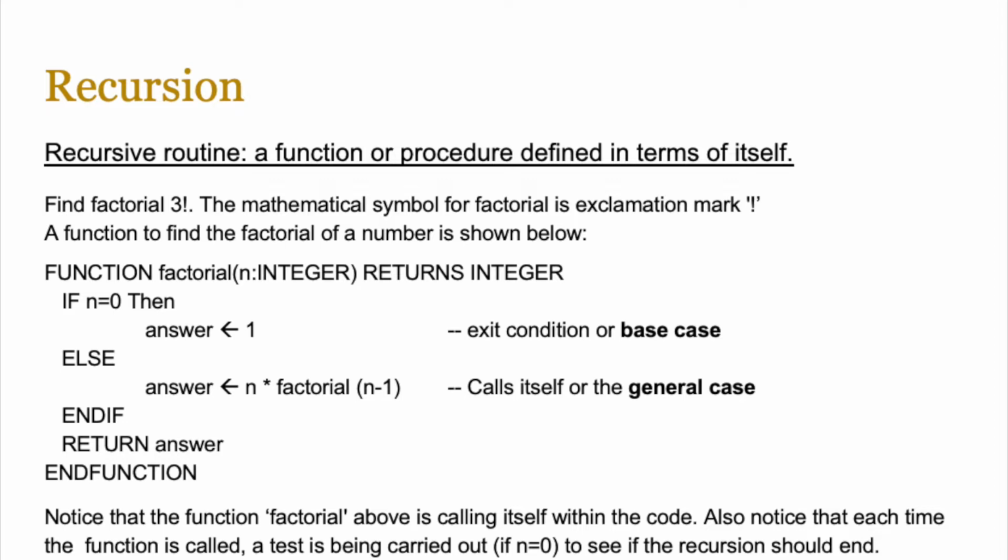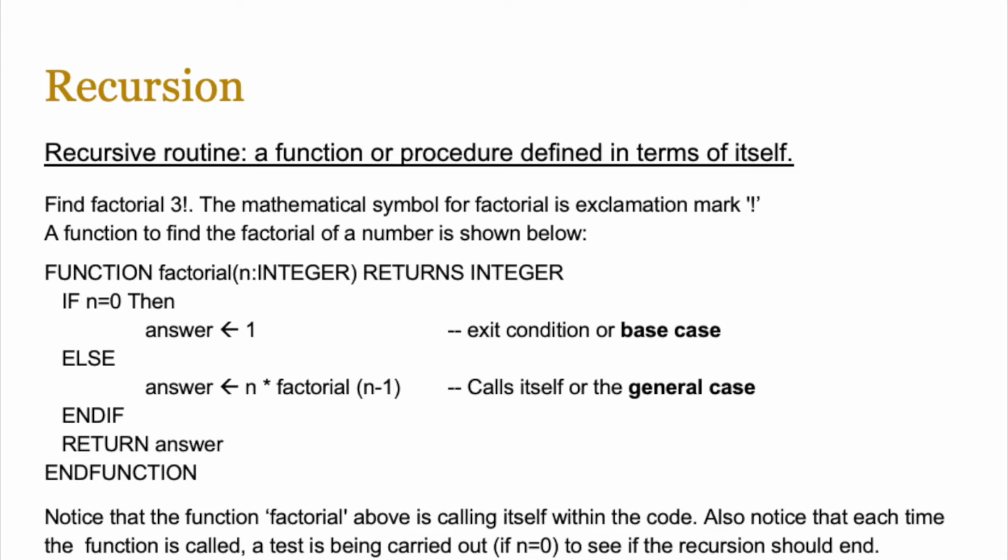And we check if n is equal to 0, for example, we're working out the factorial of 0, then the answer will be 1, because factorial of 0 is equal to 1. Otherwise, the answer is n, which is the original number, 3 for example, times the factorial of n minus 1, because 3 minus 1 will be factorial 2. Now, this is where you are using recursion, because now you're calling the same function that you're writing inside the function itself. This is called the general case.